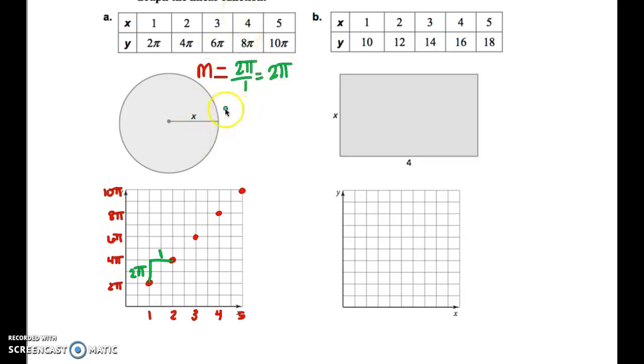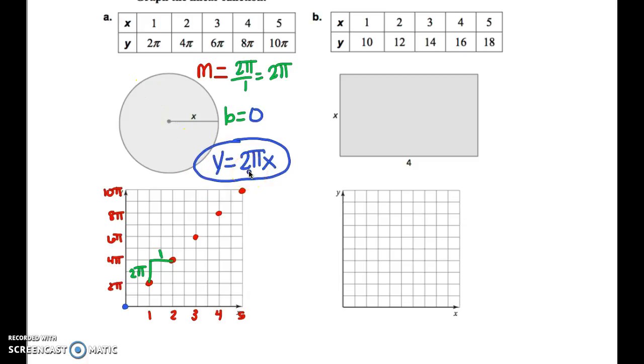Okay? And then my y-intercept, now the points that I have don't cross the y-axis, but if I were to continue them, I would have a point right here at the origin. So my y-intercept is actually 0. So for my equation, y equals, my slope was 2 pi, so that goes in front of the x. And then y-intercept is 0, so we don't really need anything there. Okay, so here's your equation, y equals 2 pi x.